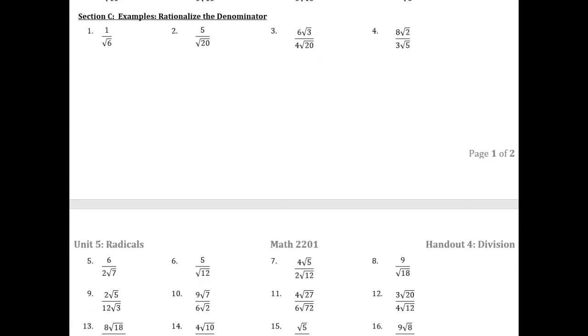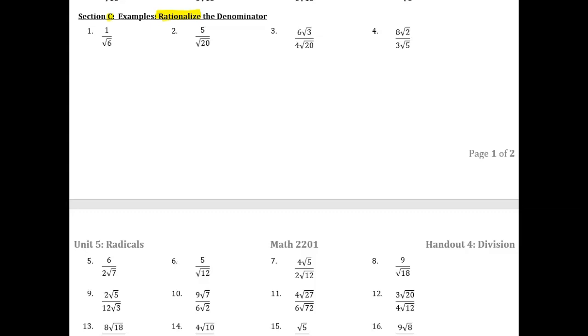Next, section C. This is where you have to rationalize. So rationalizing will be, I think, a new step for you. So you rationalize the denominator. One of the rules when you're dealing with radicals is that a radical sign, in this case square root, cannot be left in the denominator.